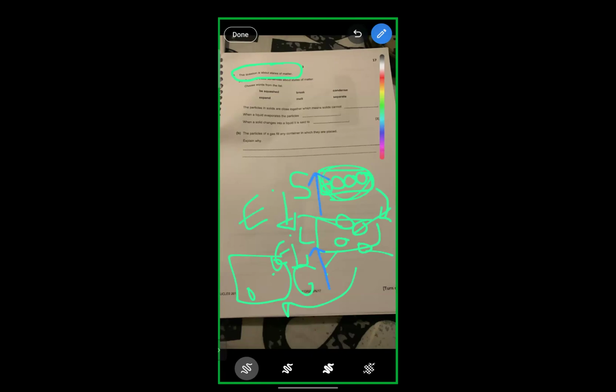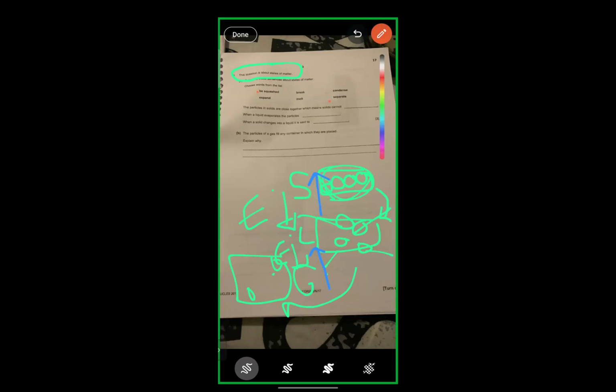Okay, let's go to the questions. You can read. The particles in a solid are close together, which means that solids cannot separate, right? Yes, great. One more thing, a second. Cannot be squashed or separate.